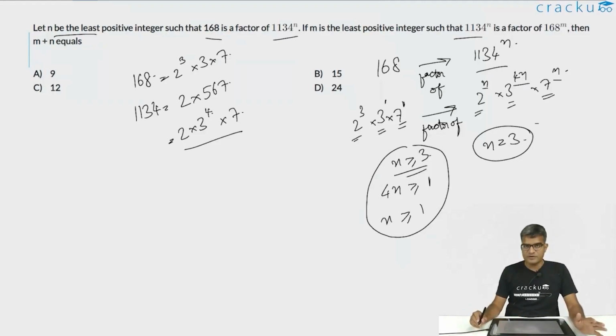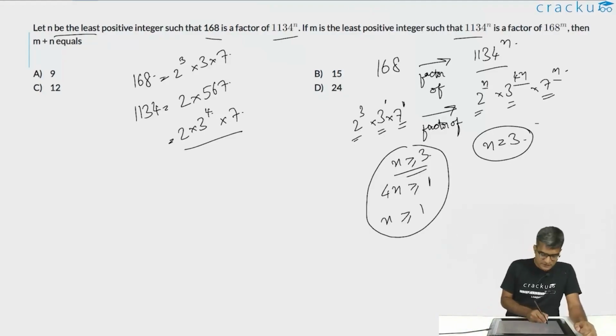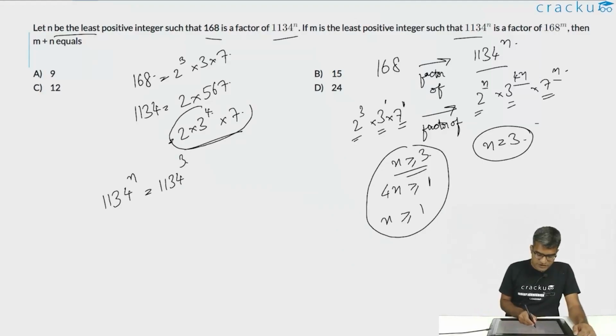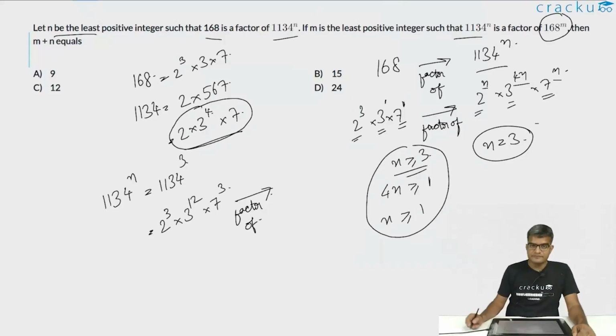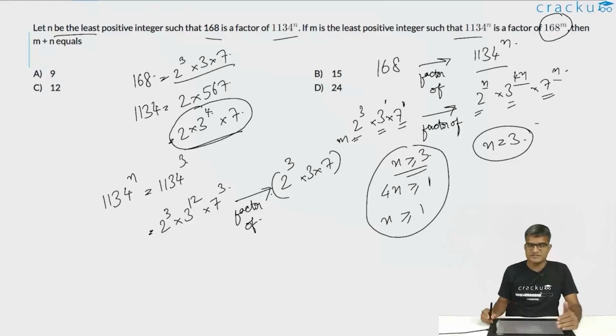Once we are told this, we are also told that m is the least positive integer such that 1134 to the power n is a factor of 168 to the power m. What is 1134 to the power n? 1134 to the power n is equal to 1134 whole cube. 1134 is 2 into 3 to the power 4 into 7. So this is equal to 2 cube into 3 to the power 12 into 7 cube. This, we are told, is a factor of 168 to the power m. 168 to the power m is 2 cube into 3 into 7 whole to the power m. This is 168 to the power m.